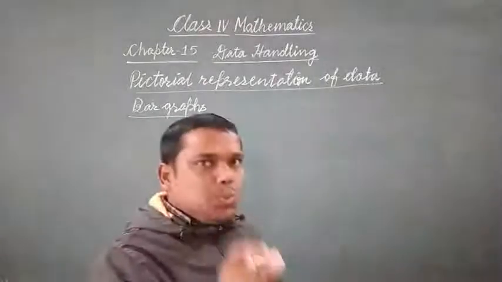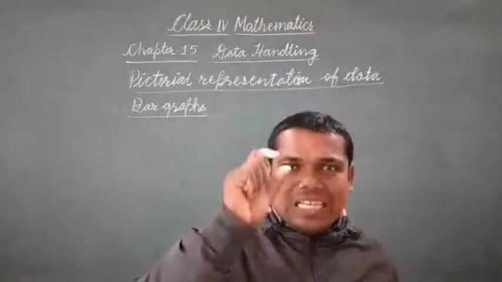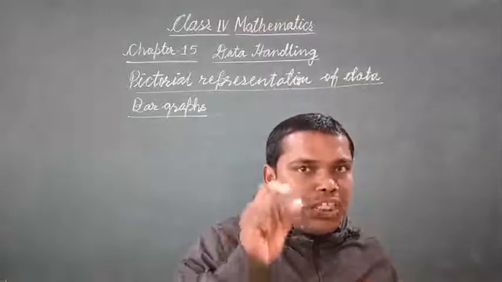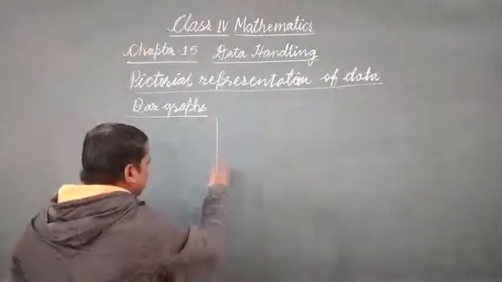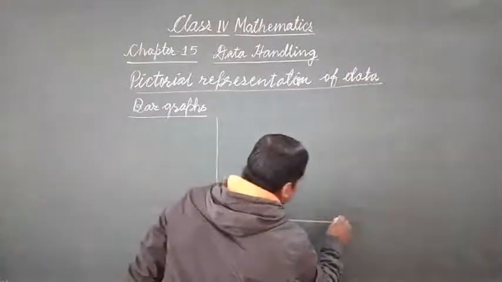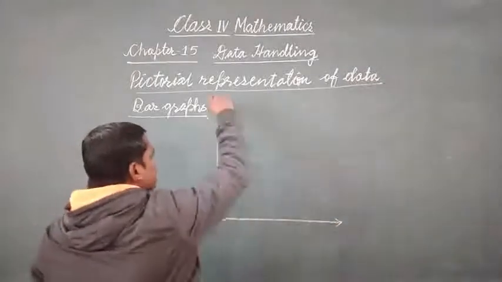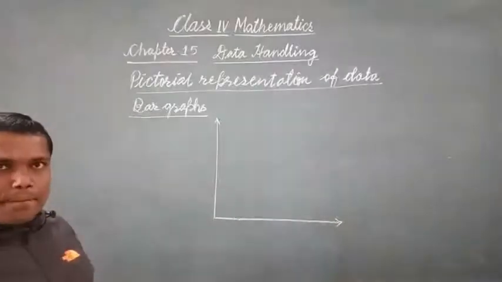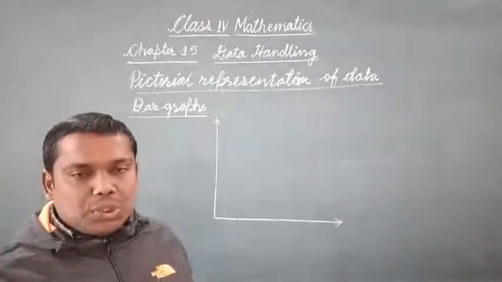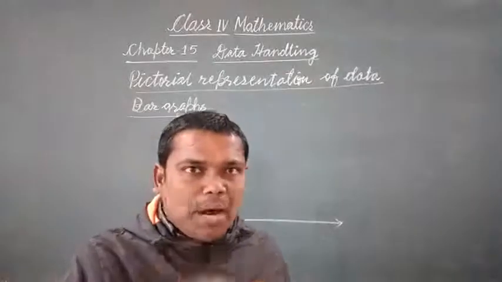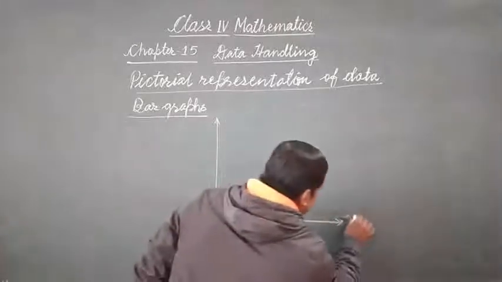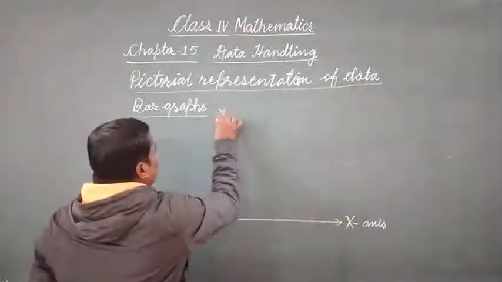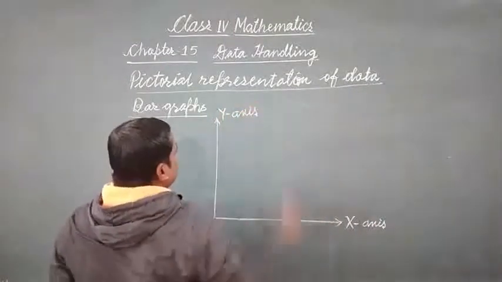First we take two axes which are perpendicular to each other, one we take here and another we take here. This axis is called the vertical axis and this axis is called the horizontal axis. There are some rules to draw bar graphs. The horizontal axis is also called the x-axis, and the vertical axis is called the y-axis.